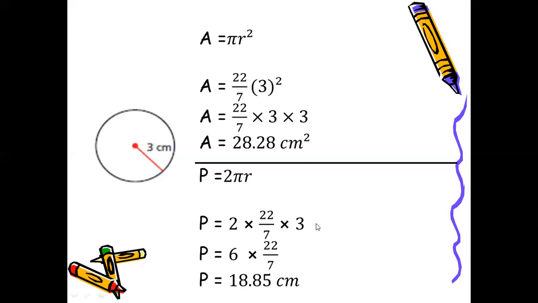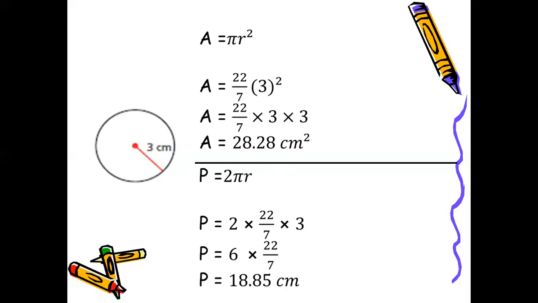Or if you're using the formula pi d, that is P equals pi d, the circumference, you can even say it is C here. That doesn't necessarily mean perimeter. C equals pi d. So pi d will be 22/7 multiplied by 6, because the diameter of this circle is going to be 6. Radius is 3, so diameter will be twice. So 22/7 multiplied by 6 will give you the same answer as well.